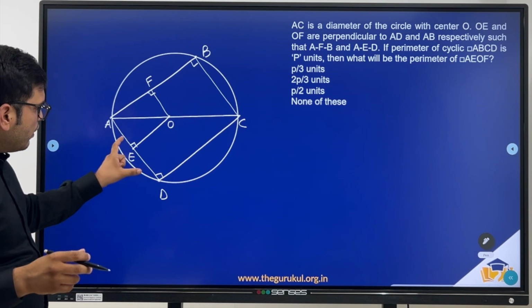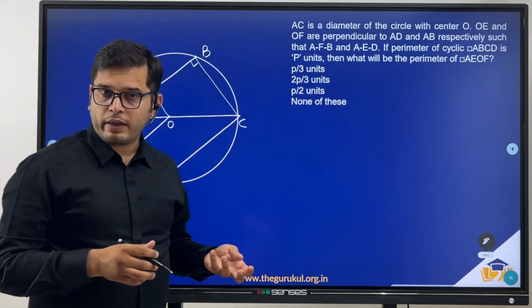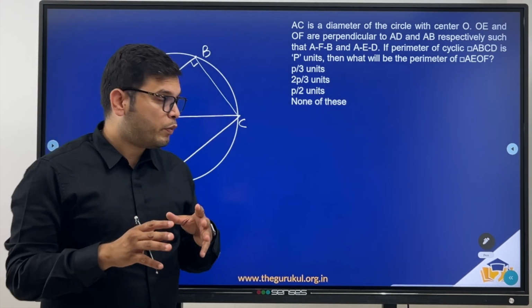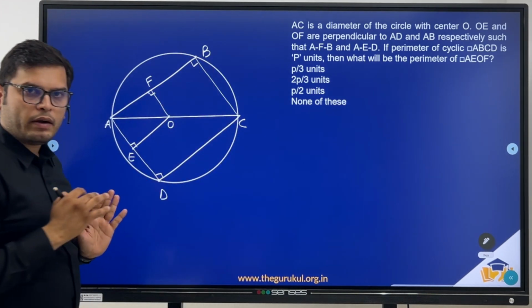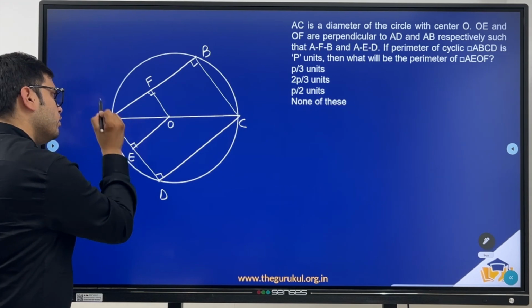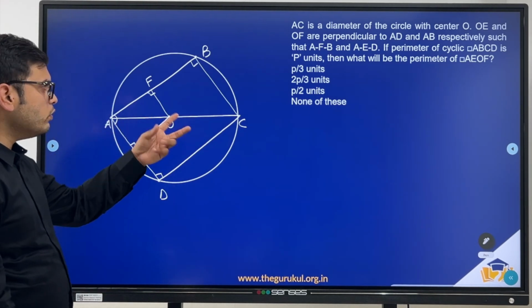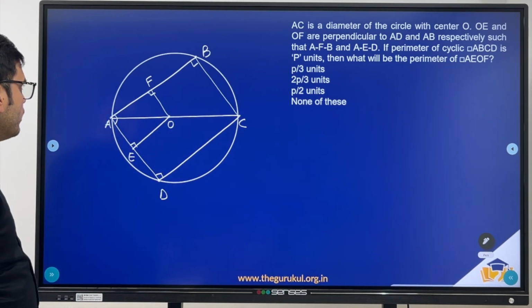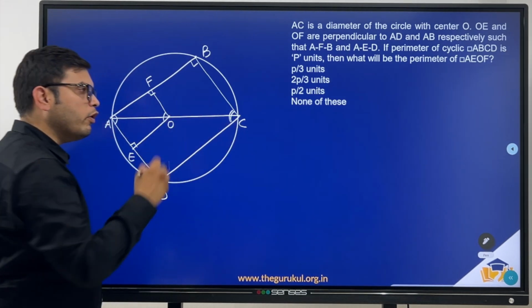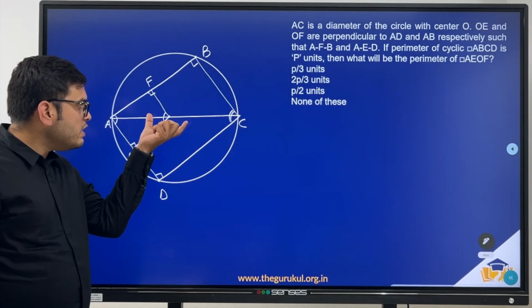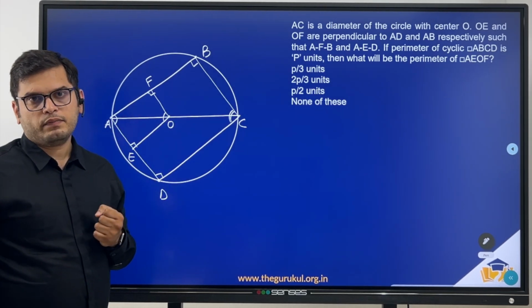Now if you observe, what are these two? Pair of corresponding angles. If the pair of corresponding angles are equal, these two lines are parallel. Similarly, these two lines are parallel. This is common angle for both the quadrilaterals, right? And this will be automatically equal to angle C. So I can say that these two are similar.